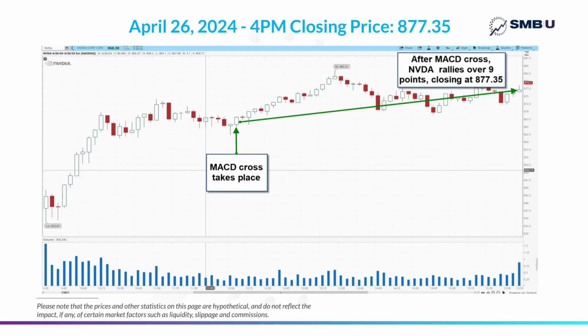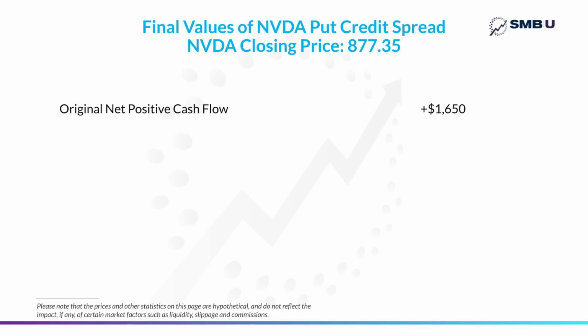Well, that's going to be pretty easy to figure out because starting with the cash flow of $16.50 that we just received at 12:05, in light of the fact that NVIDIA closed at 877.35, which is close to 10 points higher than where our short puts were located, then obviously those puts expire worthless. There's no value to the right to sell your shares lower than the stock's trading in the market.